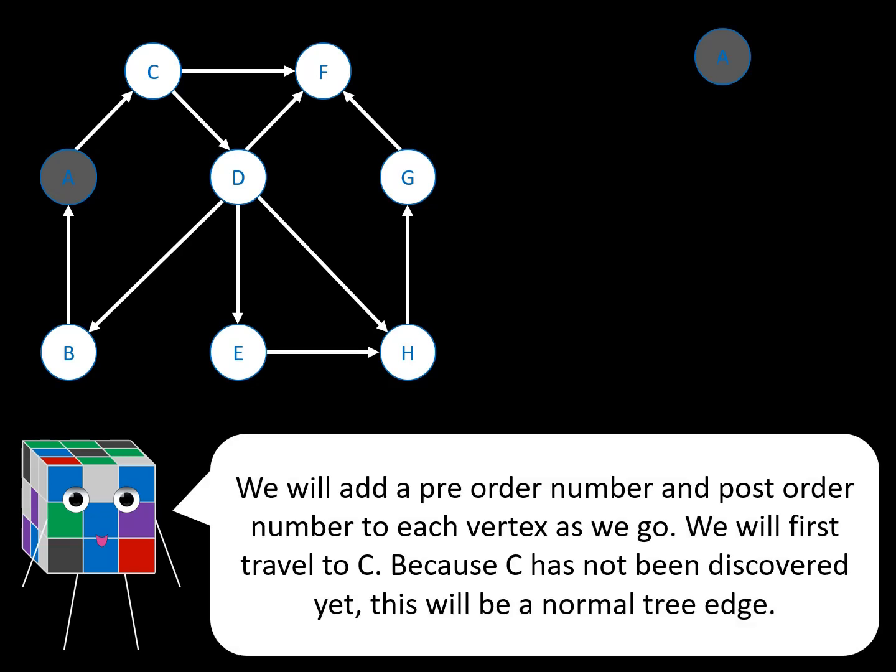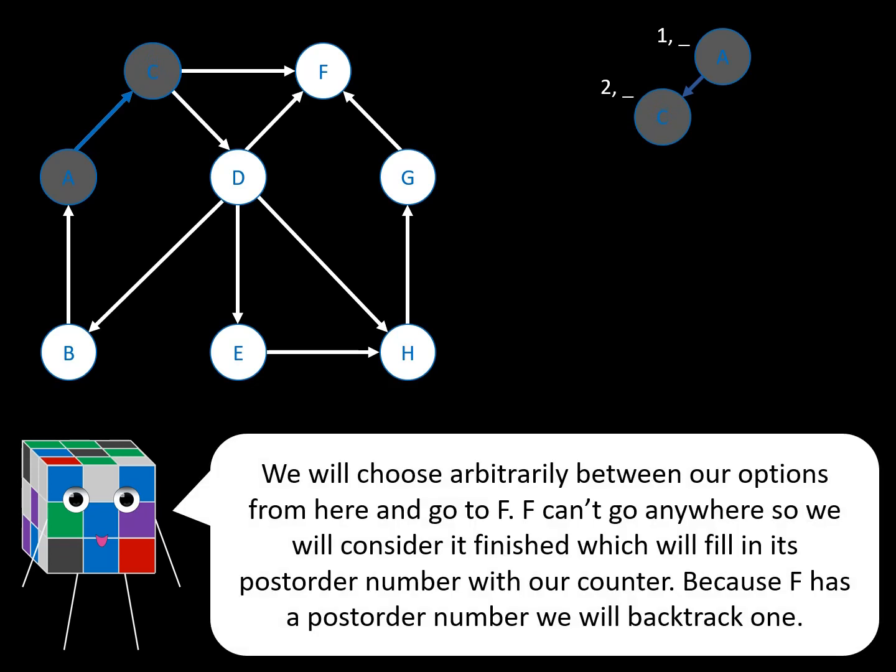We will add a preorder number and postorder number to each vertex as we go. We will first travel to C because C has not been discovered yet. This will be a normal tree edge. We will choose arbitrarily between our options from here and go to F. F can't go anywhere, so we will consider it finished, which will fill in its postorder number with our counter. Because F has a postorder number, we will backtrack one.